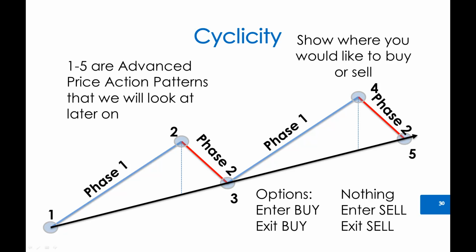What you would not do is look to enter a sell on points 2 and 4 to sell in a phase 2, because at the moment this is what we would call trading against the trend, and there is a specific way to approach that and do that as safely as possible.